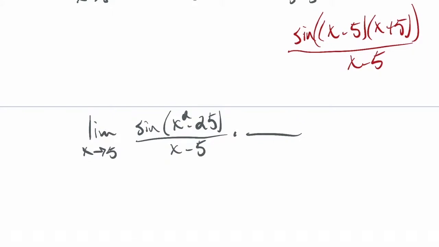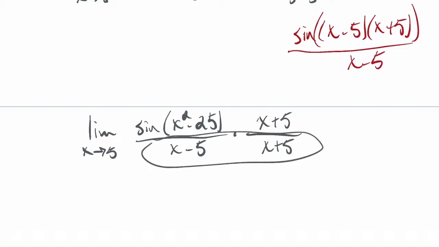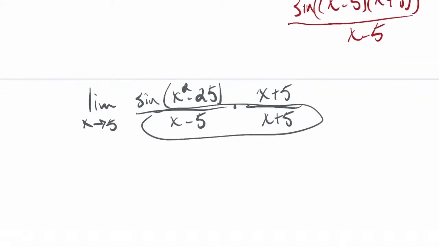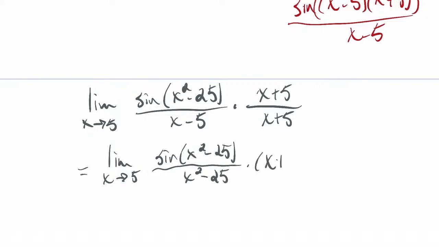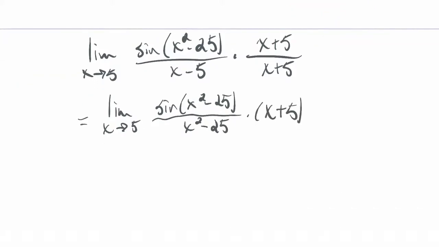Okay, so I'll have x plus 5 here and x plus 5 here. These two I'm going to FOIL together, and I'll cut corners a little bit and skip that step. Hopefully everyone's okay with that. So this equals the limit as x goes to 5 of sine of x squared minus 25 over x squared minus 25 times x plus 5. Okay? So now I can use the product rule.